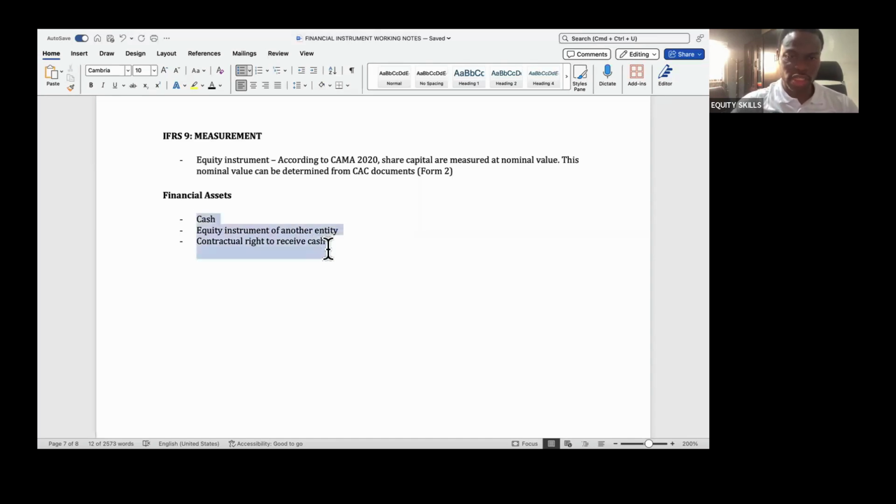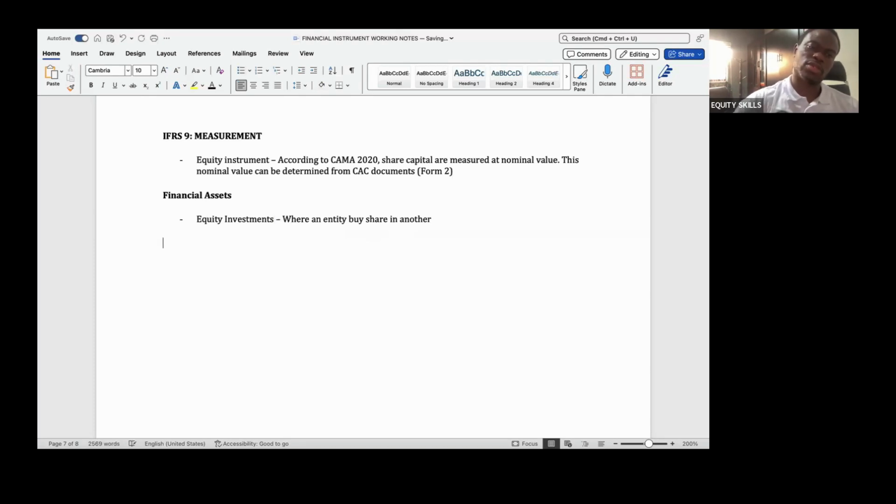So let me start with this one: equity instrument of another entity. Let me call it equity investments. It's basically where an entity buys shares in another. So how do you usually account for that? How do you measure that?